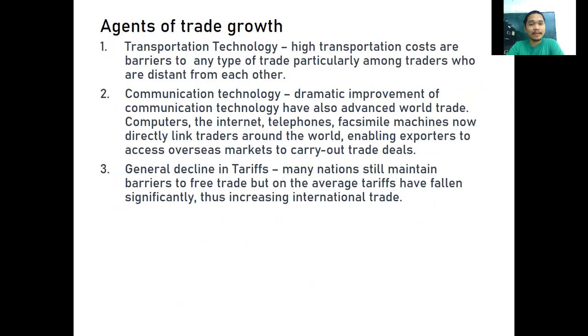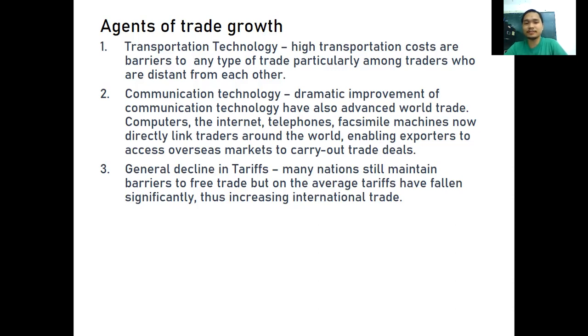Now, the agents of trade growth. What are the agents of trade growth? First is transportation technology. Of course, the first agent is transportation. High transportation costs are barriers to any type of trade, particularly among traders who are distant from each other. That is transportation technology.